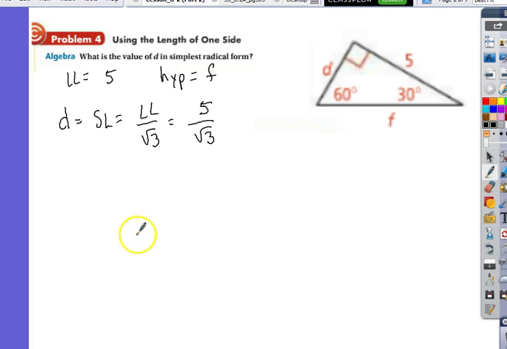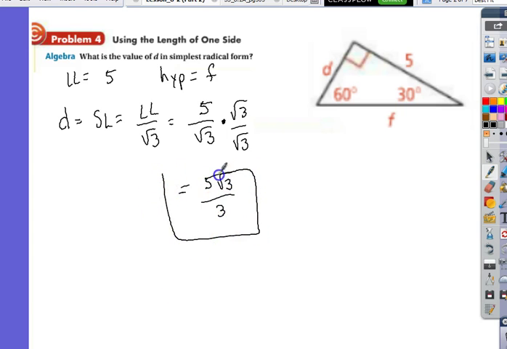Now the problem says leave your answer in simplest radical form. Is this simplest radical form? No, because you can't have a radical. Right. It's not simplest radical form because you're not allowed to have a square root in the denominator. So I need to rationalize it. So I will multiply by root 3 over root 3, and that gives me 5 root 3 over 3. So that's the answer to D. Is everybody okay with that?